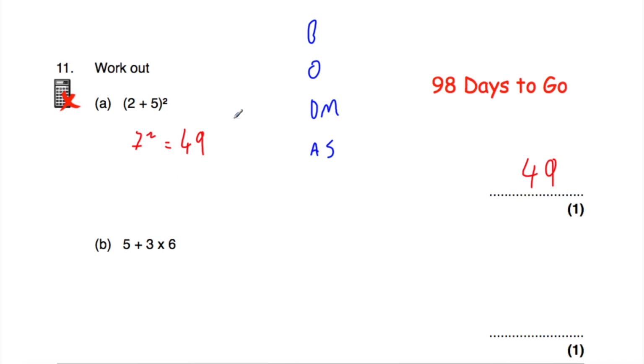Okay, in part B, do we have any brackets? No. Any orders, say like squares and square roots? No. Any divisions and multiplications? Yes. 3 times 6 is equal to 18. We've still got our 5 plus in front of it, so 5 plus 18 now is equal to 23. So we have to do this multiplication before we add. So we're going to do 3 times 6 is equal to 18, and then do 5 plus 18, which is 23. And if you got that, well done.